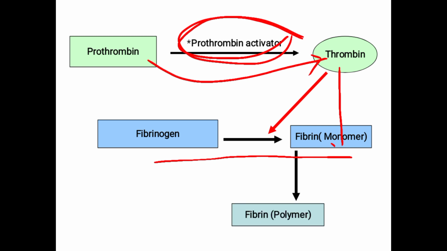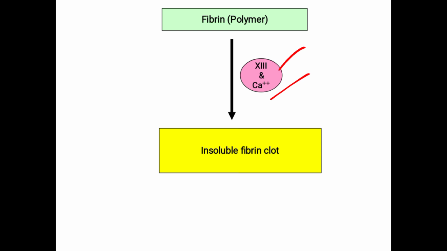Then fibrin forms a fibrin polymer. So first I will tell how this happens next. So this is the last step. This fibrin, in presence of clotting factor 13 and calcium, forms an insoluble fibrin clot.